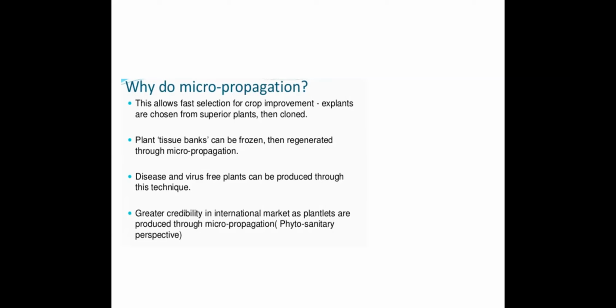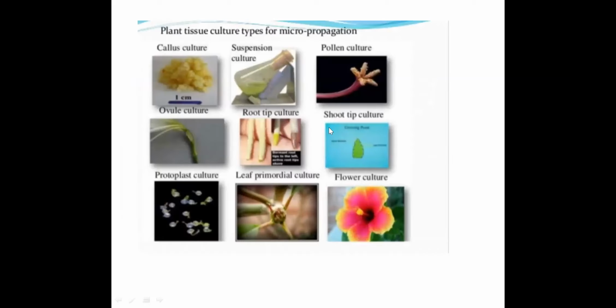When you make some changes in the medium itself, you can make the plant or the cells or the tissues in liquid culture produce the drug. In callus, such callus which are disease free will give the best drug combination. So there is greater credibility in the international market as plantlets are produced through micropropagation. They call this phytosanitary.